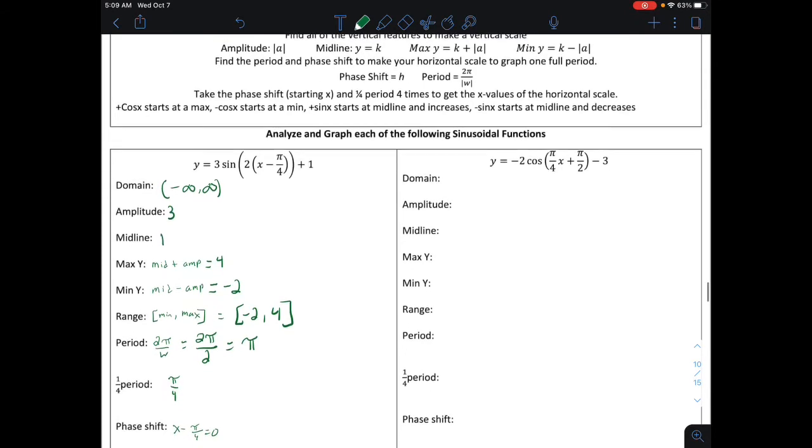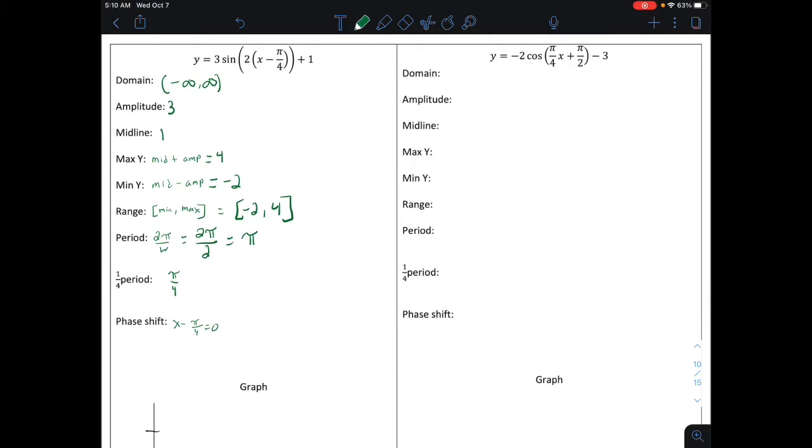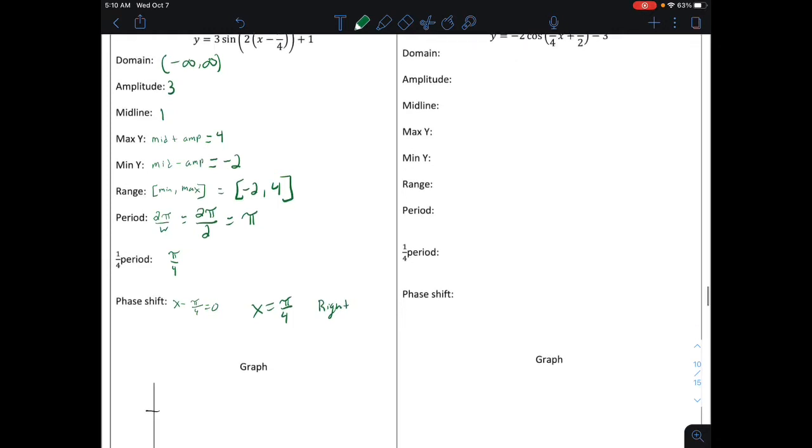Now we want to find our phase shift, because the phase shift is going to be our starting x value on our sketch. And so you set the inner part of the trig function equal to 0. So in this case, I'm going to set x minus pi over 4 equal to 0. And I get x is equal to pi over 4. That's going to be my first point on my horizontal scale. Now technically my phase shift is pi over 4 because it's positive and went to the right. And so we're going to put all this on our graph.